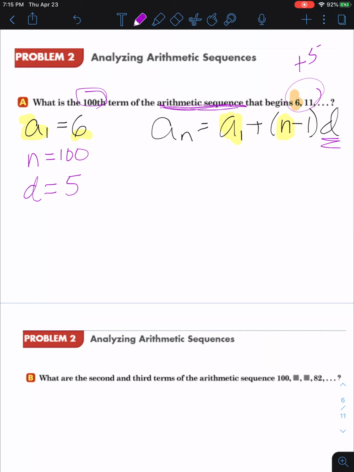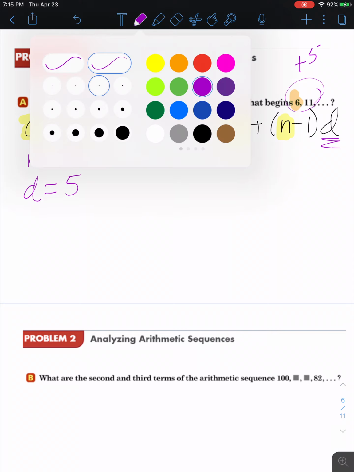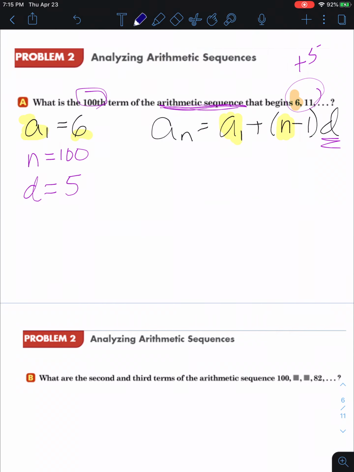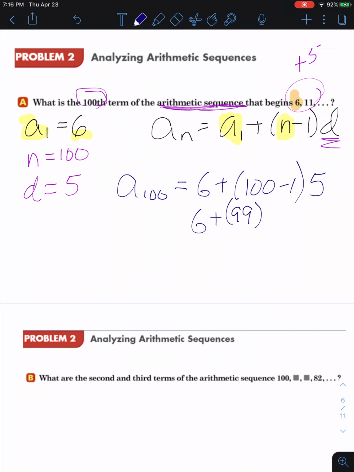Now, if I plug those numbers into this formula, okay, let's go back to navy blue. I would have a sub 100, the 100th term, which right now I don't have a value for yet, is going to be 6 plus n minus 1. Well, that's 100 minus 1, which is 99, times 5. So 6 plus 99 times 5 should give us the 100th term. 99 times 5 is going to give us 495.